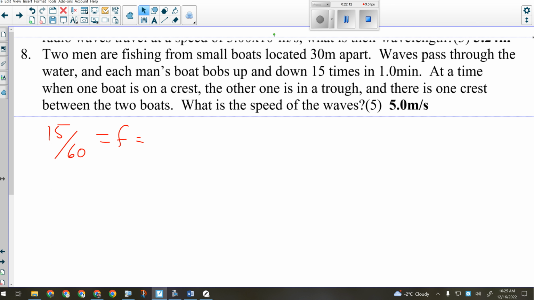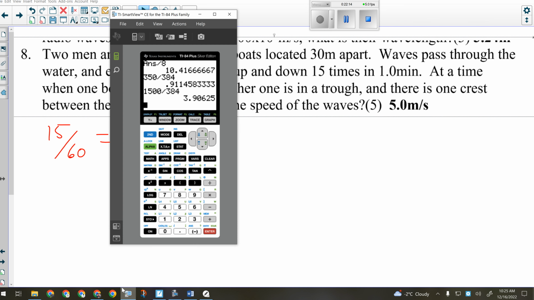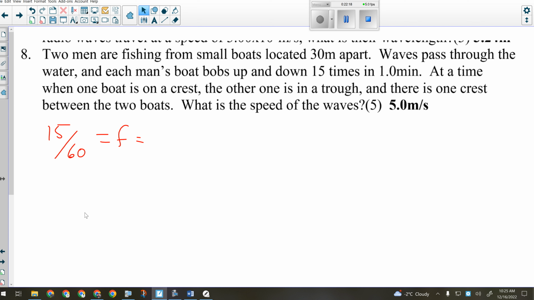That's the first thing I've got to do. I'm going to go 15 divided by 60. I can't believe I did that. 0.25 hertz is my frequency there.